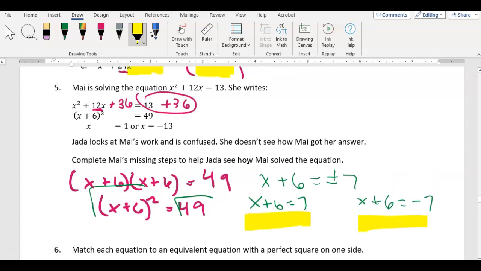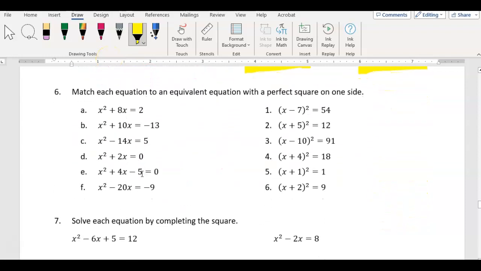Okay, so again, that missing step, she took half of this, squared it to get 36. If she adds 36 to this side, she has to add 36 to this side. Okay? All right, number 6 is match each equation to an equivalent equation with a perfect square on one side. So we want to match these up.